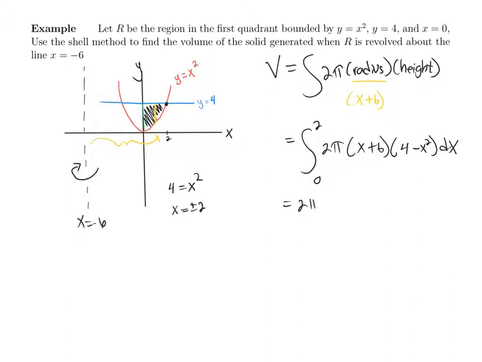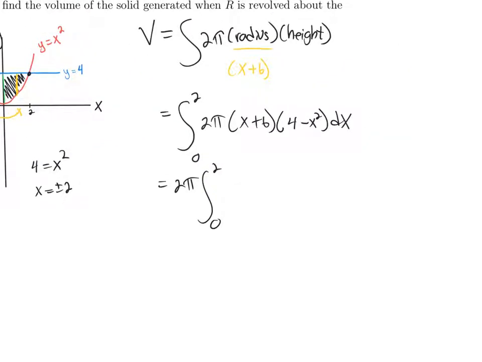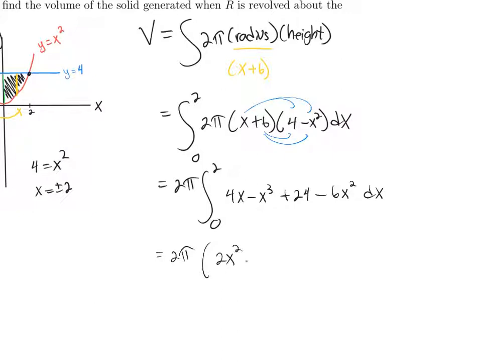And then we simplify. I'm going to take the 2 pi out because it's a constant of integration, so it's a little bit easier if you take that on the outside. And then I'm going to actually go through and distribute along the way. If you start to distribute or FOIL, it's going to be easier to integrate that way. So that'll become now 4x minus x cubed plus 24 minus 6x squared dx. If there were any like terms, you would definitely want to combine those first, but it looks like there's not, so we'll go ahead and integrate right away.